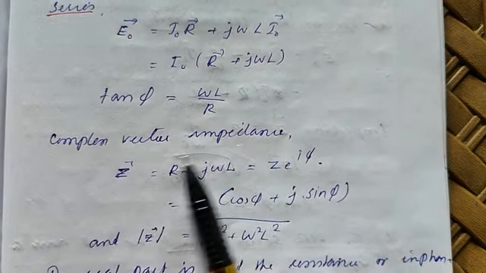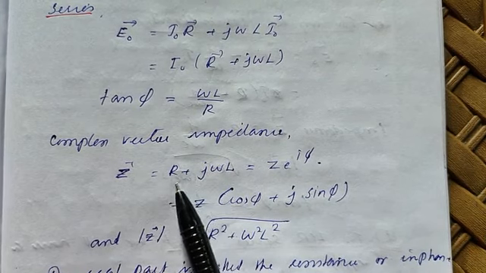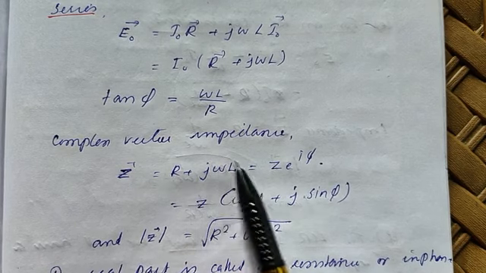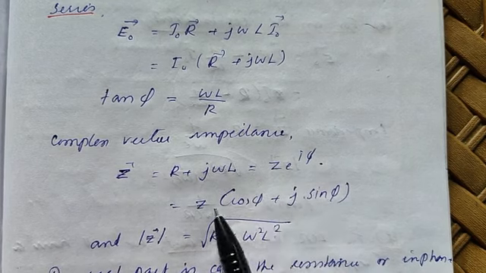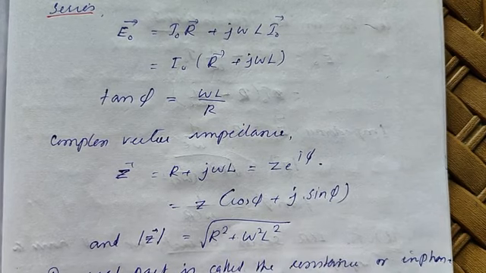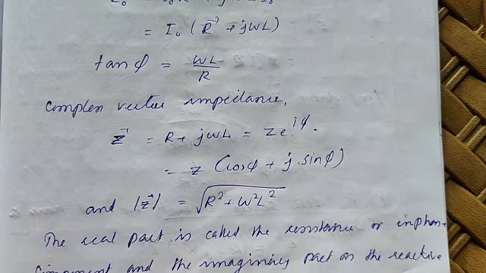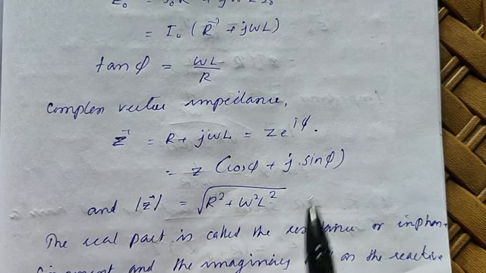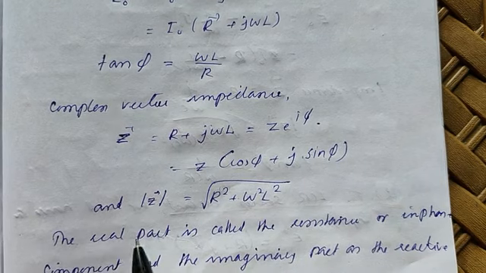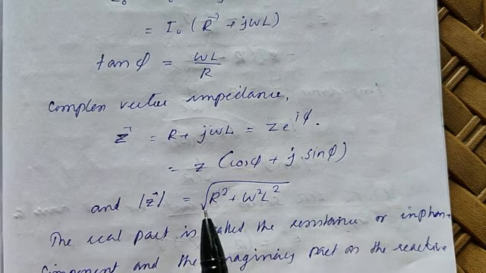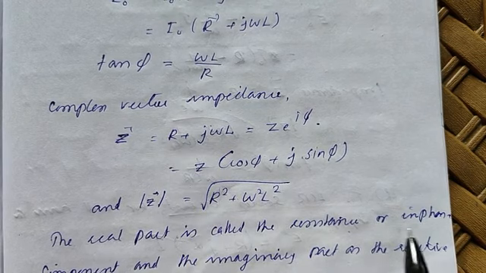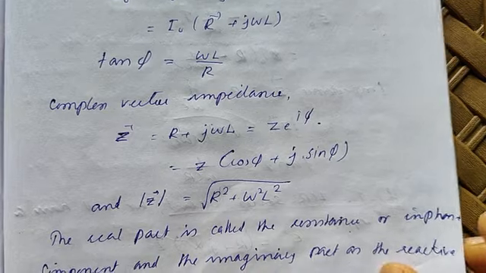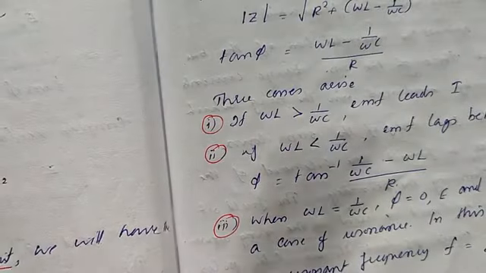Now the complex vector impedance can be represented as the combination of purely ohmic resistance plus inductive reactance. So this can be represented as Z e raised to j phi, which is Z into cos phi plus j sin phi. The magnitude of this quantity from this equation we will get as square root of R squared plus omega squared L squared. The real part is called the resistance, or in-phase component, and the imaginary part is the reactive or quadrature component.